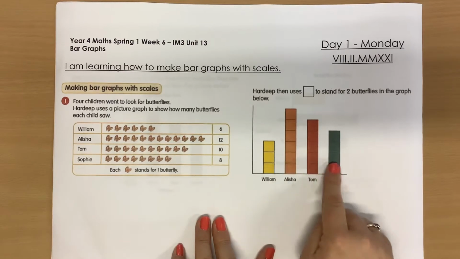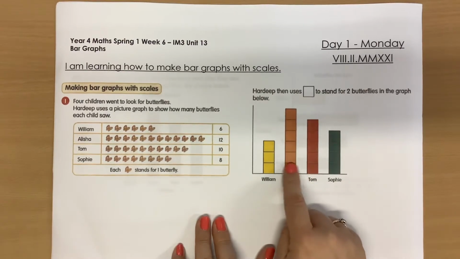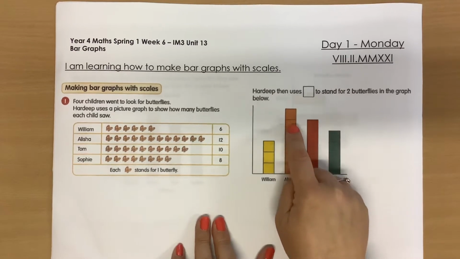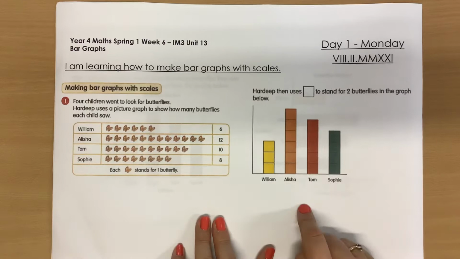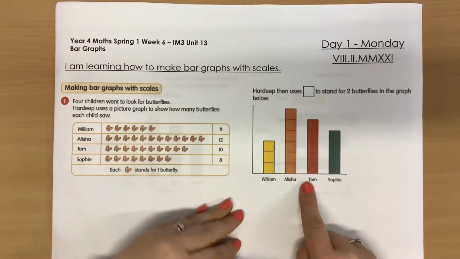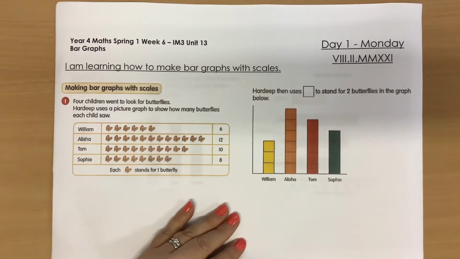Now, they're obviously all different coloured. That doesn't matter. It's the square that we are interested in. So 2, 4, 6, 8, 10, 12. Alicia saw 12 butterflies, and so on. So that's one way of representing them in a bar graph.